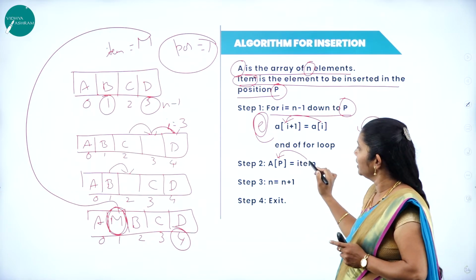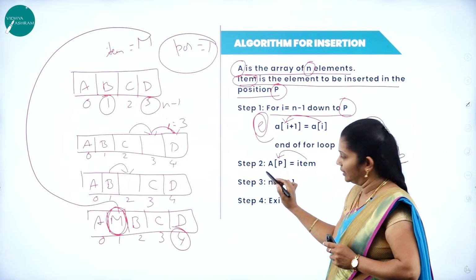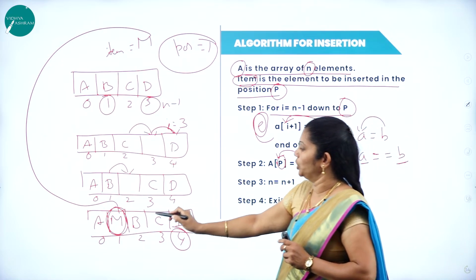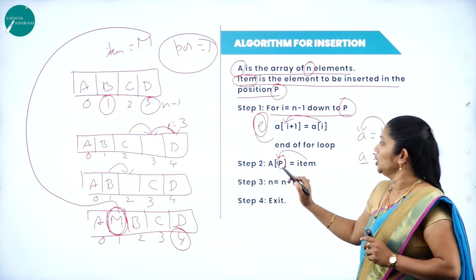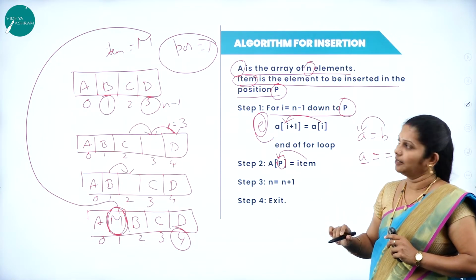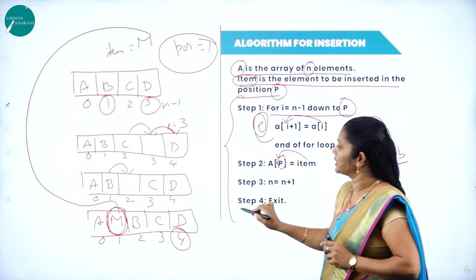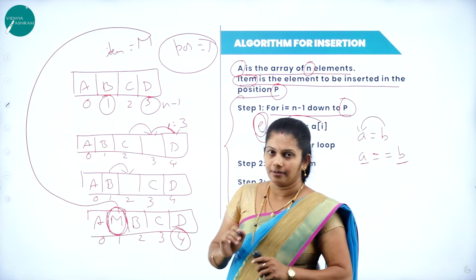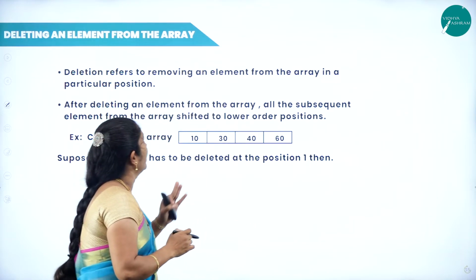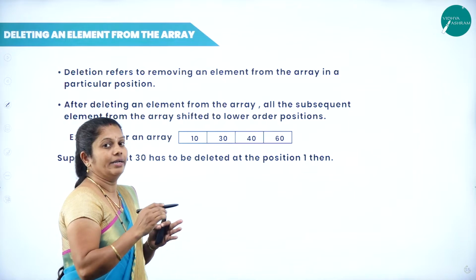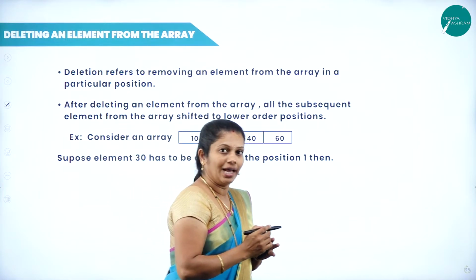Whereas here, what happens? The new item will be inserted at A of position. Whichever position is given in the question, at that position the new item will be inserted. Then the array size increases, then exit. These 4 steps carry 5 marks in the annual exam. It's very, very important. Next, we'll discuss deleting an element from the array.